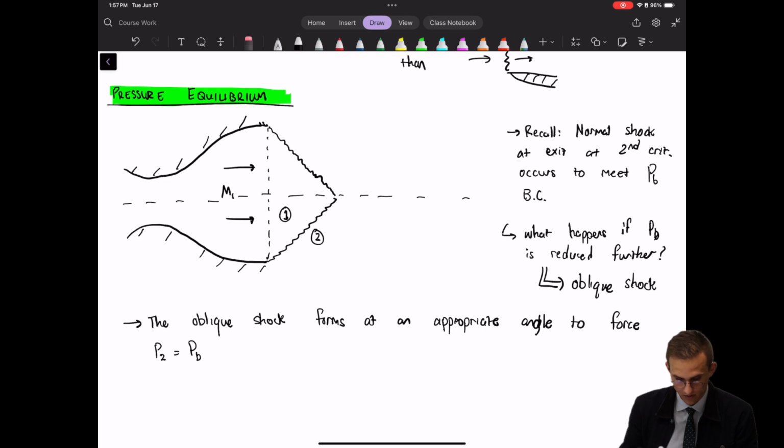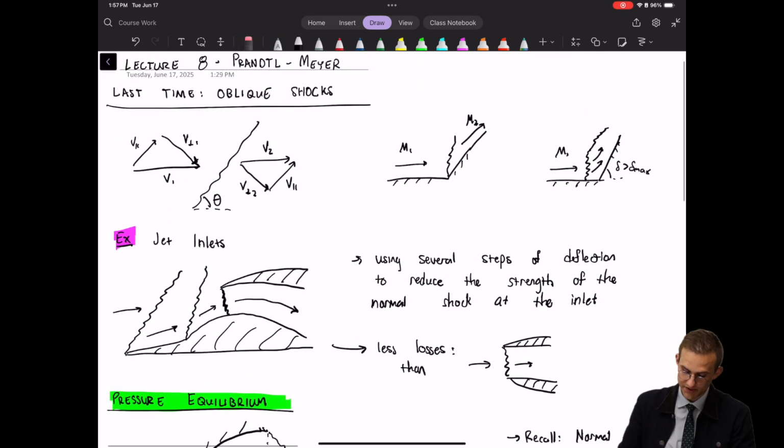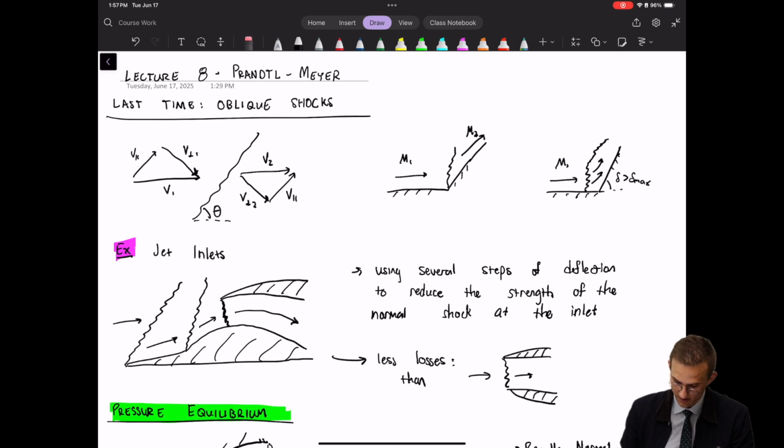And now this state here is still state 1, and then state 2 is here. Okay. Now the question is, which direction is the flow being deflected as it goes through this shock. Well, let's take a look at our oblique shock diagram here.